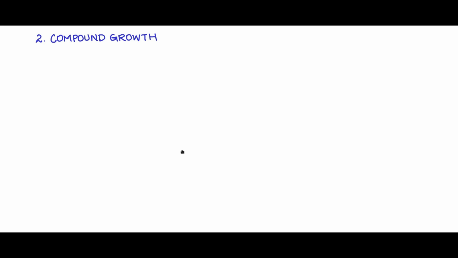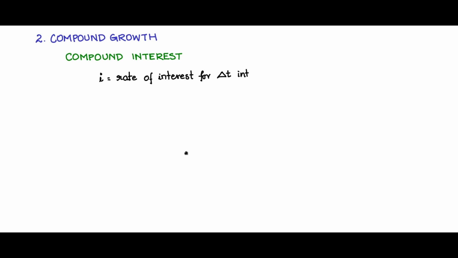Let us now discuss compound growth. An example of this, of course, is the compound interest. You may be aware of the compound interest formula. Here too, like simple interest, there is a variable I which represents the rate of interest for delta t interval of time. N is the number of intervals, delta t intervals, that are being considered.